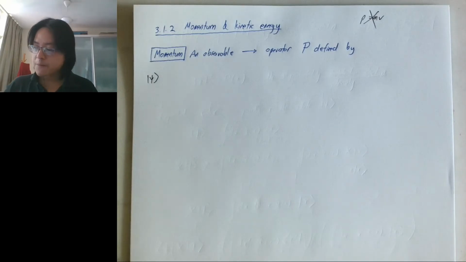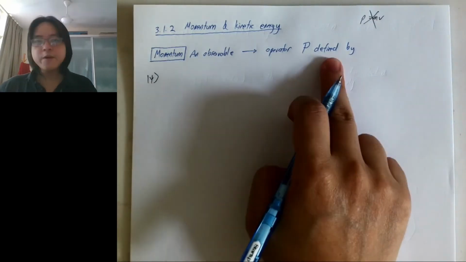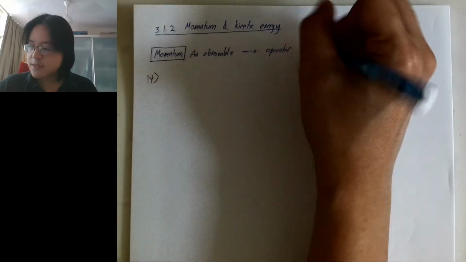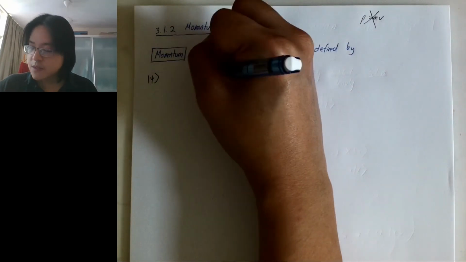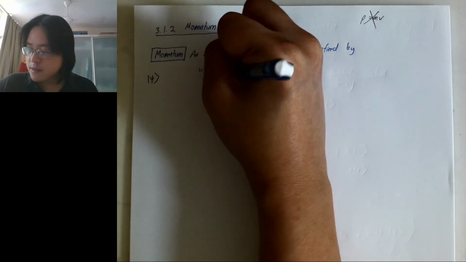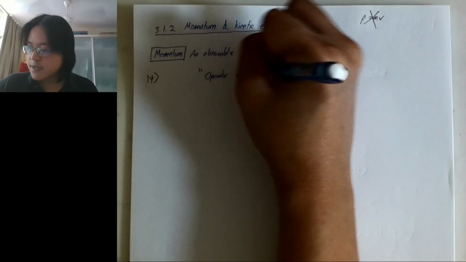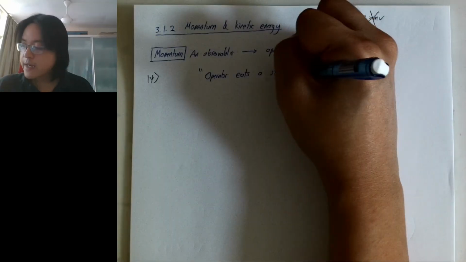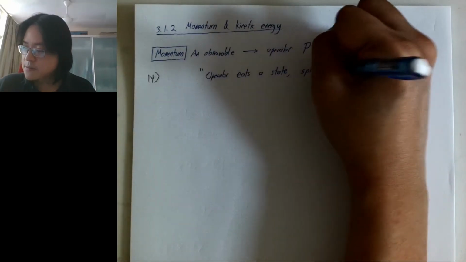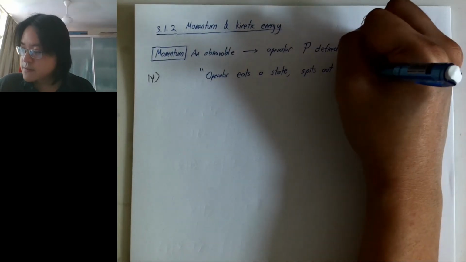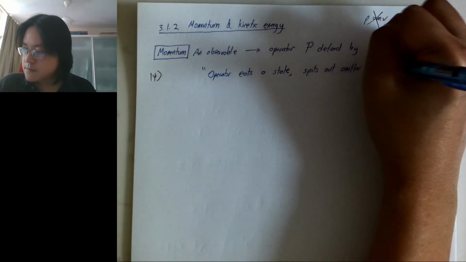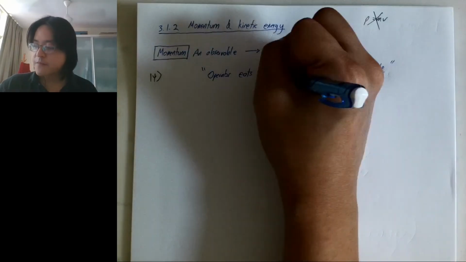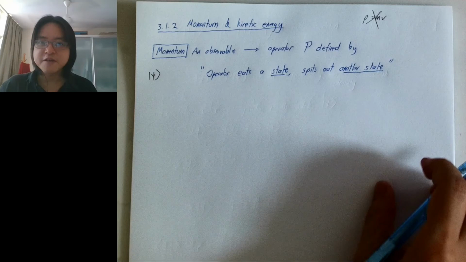Okay, so let's think about this. How should we define this? Well, it is an operator. That means the operator should eat a state, and then it should spit out a new state or another state.